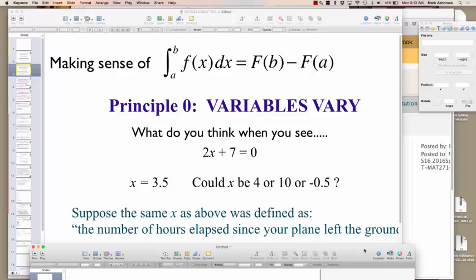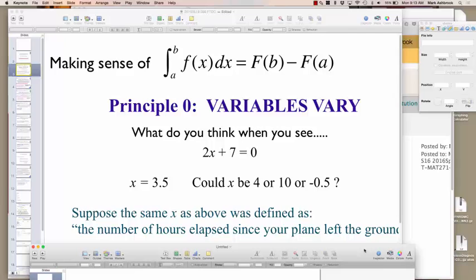Okay? This equation is just isolating a certain situation surrounding this topic such that x is currently taking on the value of 3.5, meaning maybe 3.5 hours since you got your first snack or your first drink on the plane. Not a great flight, right? Okay? So, just because we have this equation 2x plus 7 equals 0, x equals 3.5, if x has the meaning, say, number of hours elapsed since your plane left the ground, then x can take on any value. It's just that there's only one of those values that makes that particular equation true. Variables vary. So yes, x can be 4 or 10 or negative 0.5. It's just that when it is any of those values, that statement is false. The one value of x that makes that statement true is 3.5.